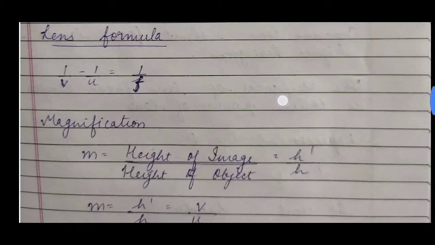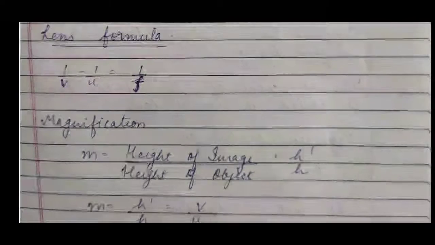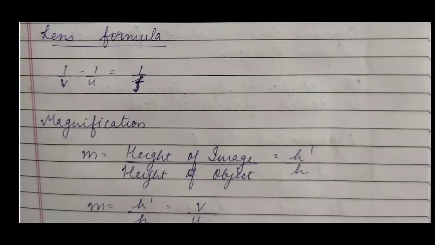Now, as we had the mirror formula for spherical mirrors, for spherical lenses we have to learn the lens formula, that is 1/v minus 1/u equals 1/f. There is a derivation of this lens formula and the mirror formula, but as there is no detailed derivation in your textbook, there is no need to learn it. We just have to learn the mirror formula and the lens formula. So the lens formula is 1/v minus 1/u equals 1/f.